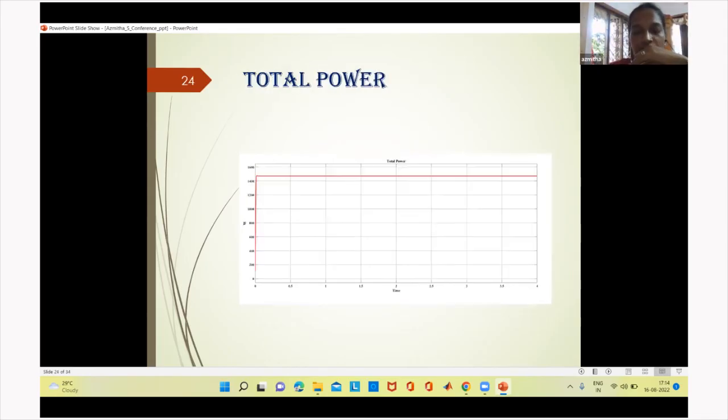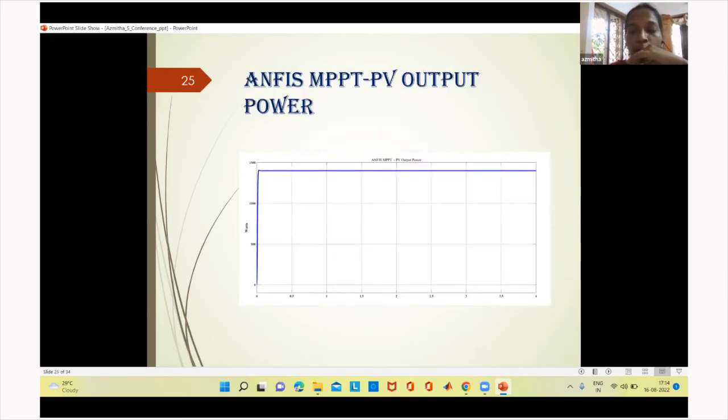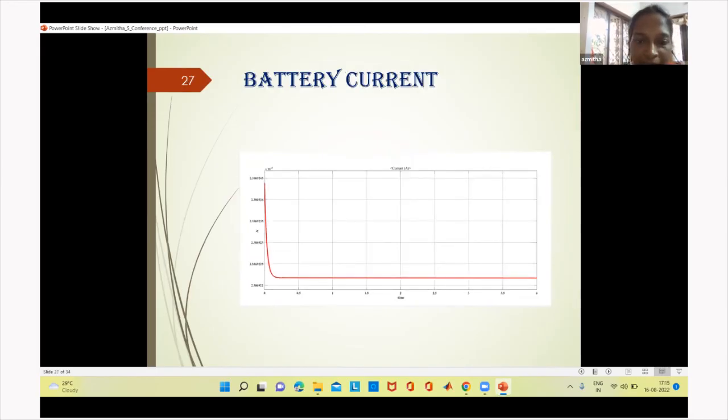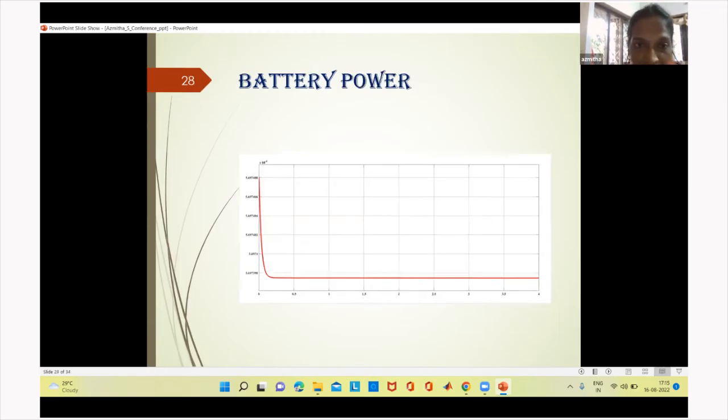Before applying the ANFIS controller, we are getting 1500 watts as the total power. Once after applying the ANFIS controller, without any deviation, we are getting a straight line at 1500 watts. The battery voltage is 24 volts, and the 24 volts is also maintained. The battery current is a negative value because our battery is in the discharging state. That's why the battery comes in a negative deviation. The battery power is also a negative value due to the discharging of the battery.